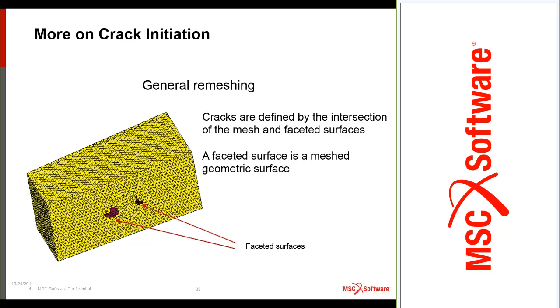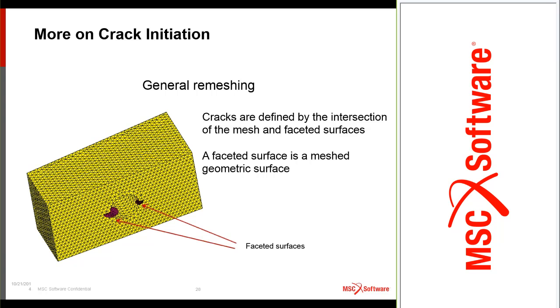And in this case, we use an analytical surface, which is made up of triangles. So it's a triangularized surface, or a faceted surface, as we call it. It's just a mesh geometric surface. You can create it in Mentat in various ways. And the intersection between this surface and the mesh defines the crack.